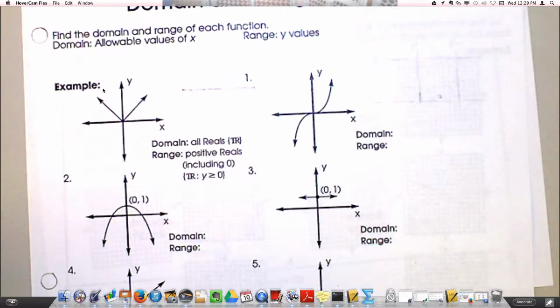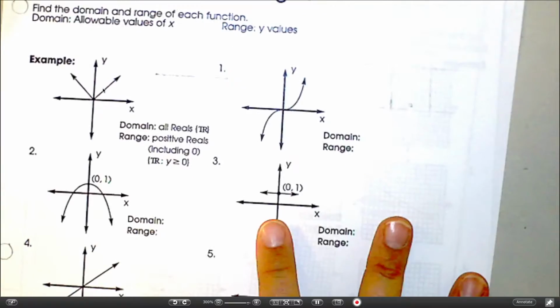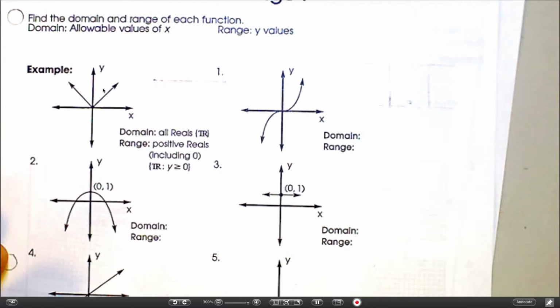These graphs go on and on forever. So here's what you're going to do. You're going to do the same kind of thing, except you're not counting numbers now.